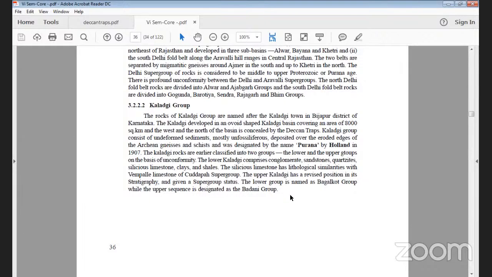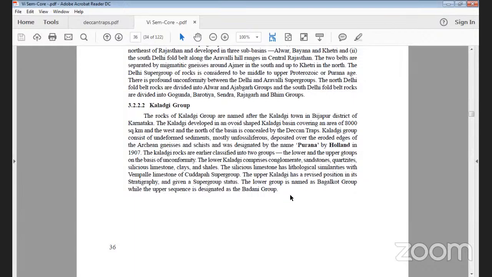Earlier, this Kaladgi group is classified into two groups: one is the lower, and the second one is the upper group. On the basis of the unconformity, the lower Kaladgi comprises conglomerate, sandstone, quartzite, siliceous limestones, clays, and shales. The siliceous limestones have lithological similarities with the Vempalli limestone of the Kadapa supergroup.